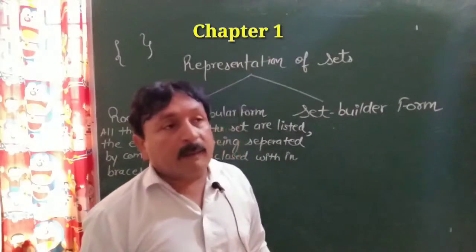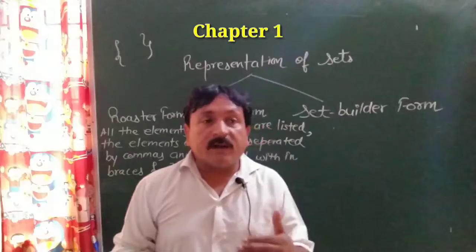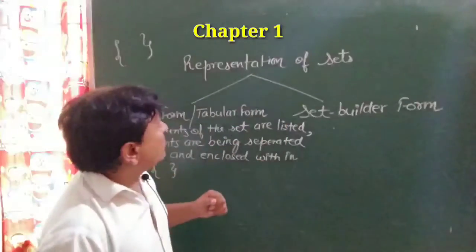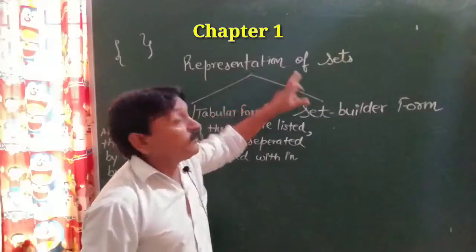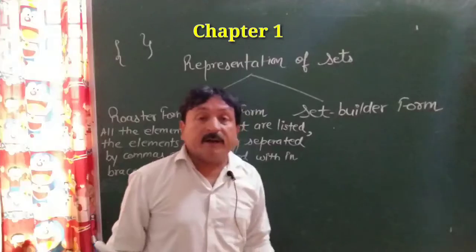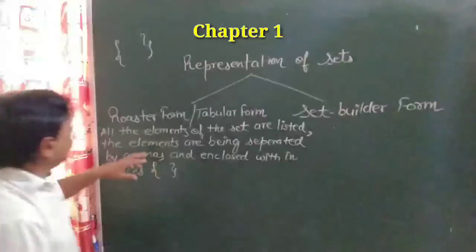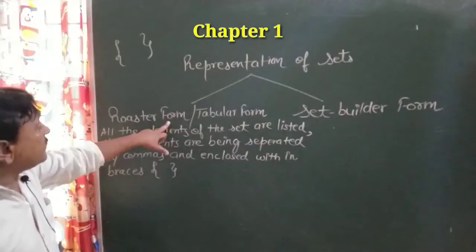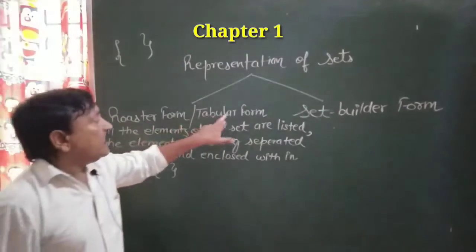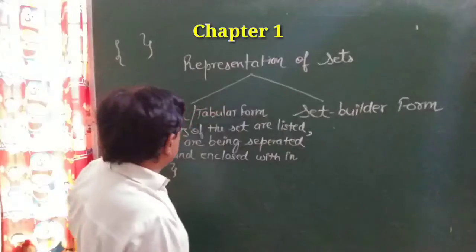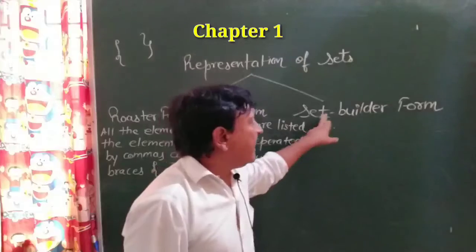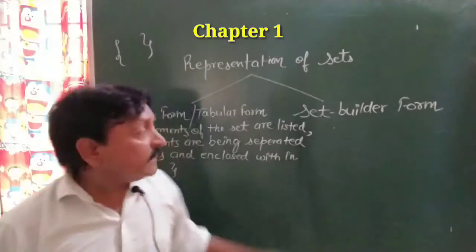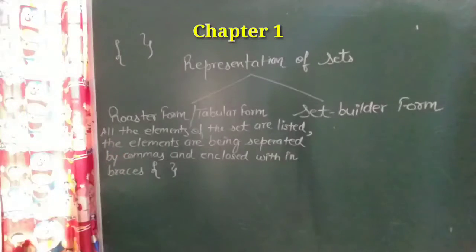And now today I am going to explain to you how we can represent a set. See, sets can be represented in two ways, two forms. The first form is called roster form, and the other name of roster form is tabular form, okay? The second form is set builder form, okay? Just see it on the board in a very proper way, the two forms of representation of sets.